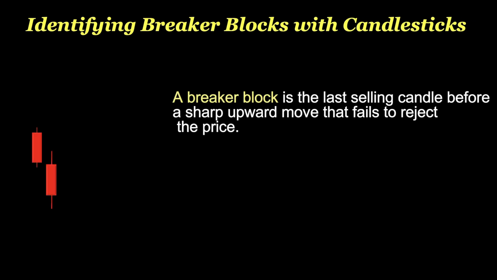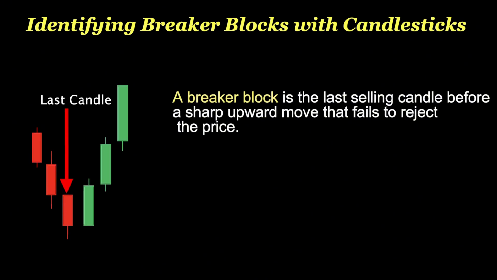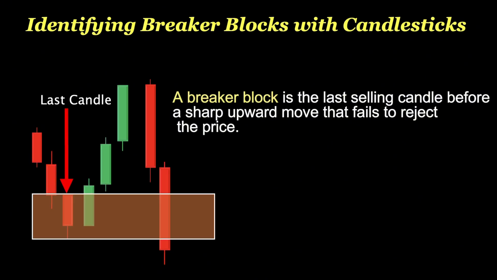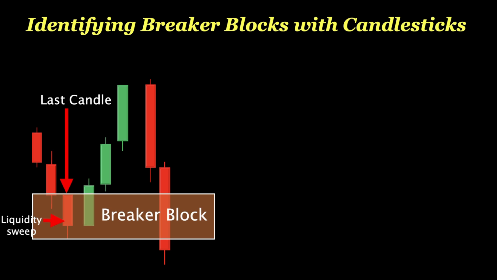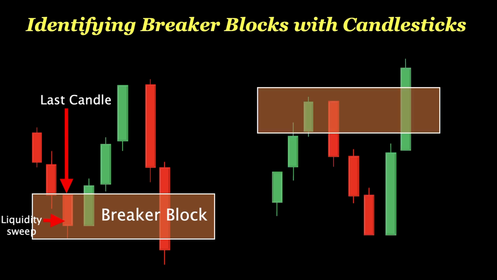Now let's discuss how you can identify breaker blocks based on candlestick patterns. In a bullish scenario, a breaker block is the last selling candle before a sharp upward move that fails to reject the price. This candle typically breaks below or sweeps the liquidity of the lowest point of the previous candle. In a bearish scenario, the breaker block is the last bullish candle before a sharp downside move. These concepts apply across different time frames and on any price action-based chart.